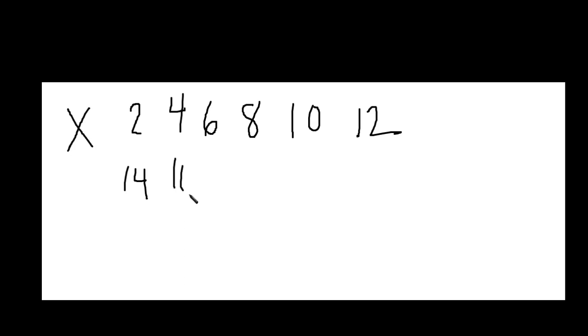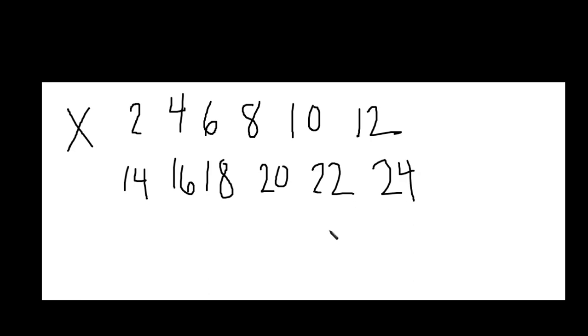2, 4, 6, 8, 10, 12, 14, 16, 18, 20, 22, 24. If you already know those, then you already know how to multiply by 2s. If you don't have that memorized, that's something that you can practice with all our extra work today.